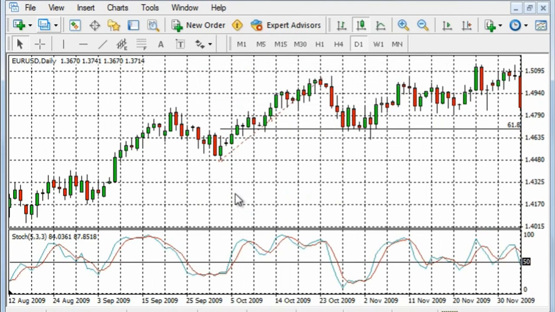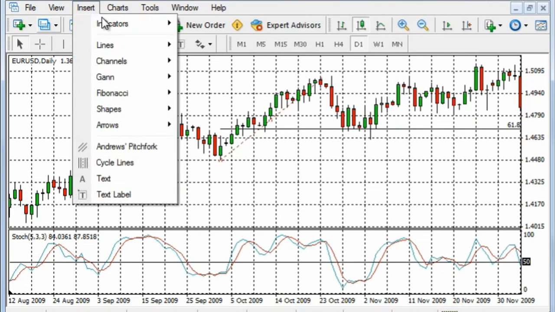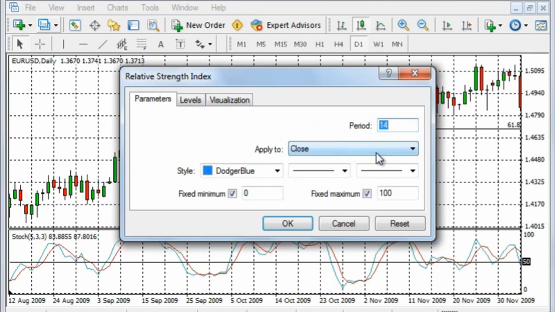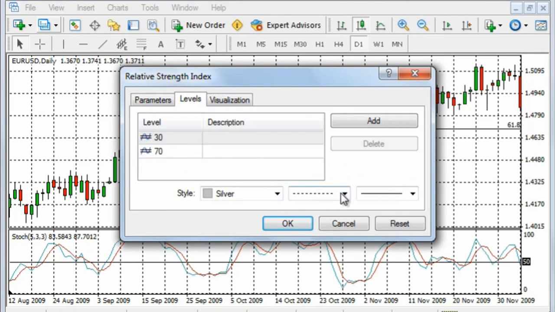Also, add the Relative Strength Index indicator found in Insert, Indicators, Oscillators, Relative Strength Index. Under the Parameters tab, configure the period to 4, and under the Levels tab, change the line style to Continuous and set the color to black.